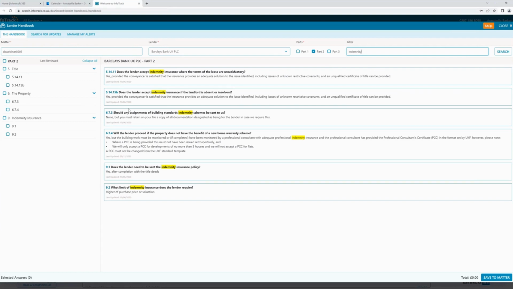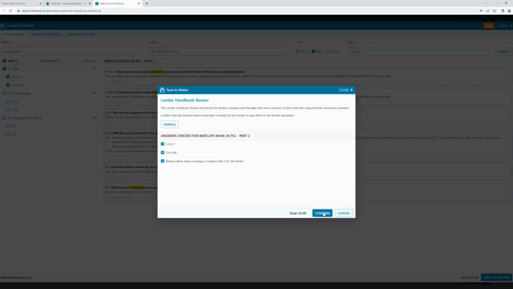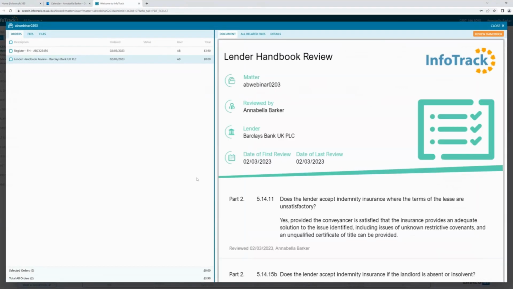Under the content section on the left-hand side, you can tick individual answers or entire sections, or you can select all, and then click, in the bottom right, save to matter. The pop-up will just ask you to confirm that these answers have been checked, so click confirm. You'll then be redirected to your matter viewer where the review document will be shown. The document will show who conducted the review, the lender, and the dates of the first and last review. This will help you to meet the requirement under the Core Practice Management Standard to record on your file that the handbook has been checked.